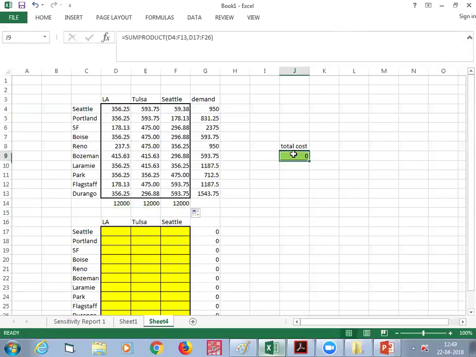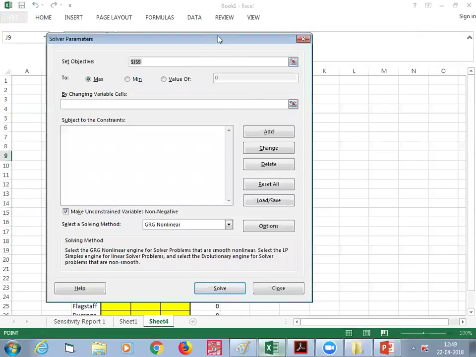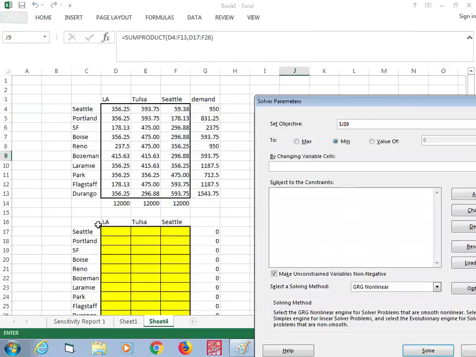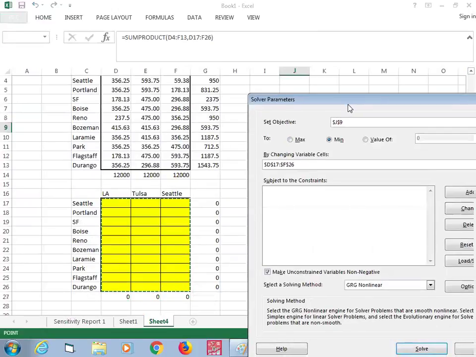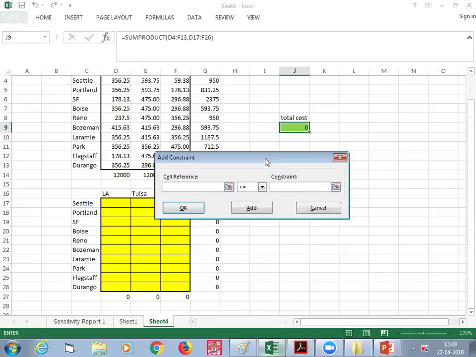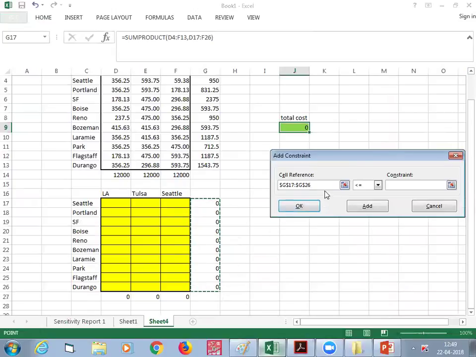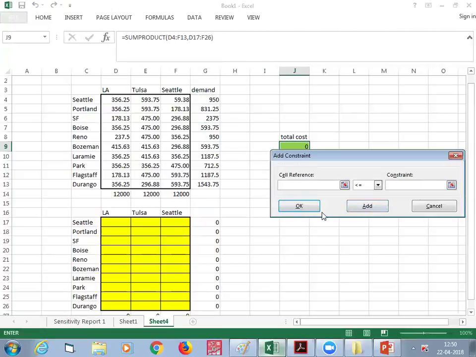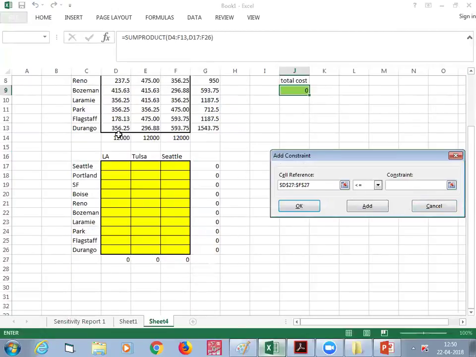Okay, so let's take that first and let's solve it. We're minimizing the total cost this time. Where are the variables? The variables are here. And the usual set of constraints. So demand constraints are equal to, in this case, demand is rows, and supply constraints are less than or equal to excess supply.